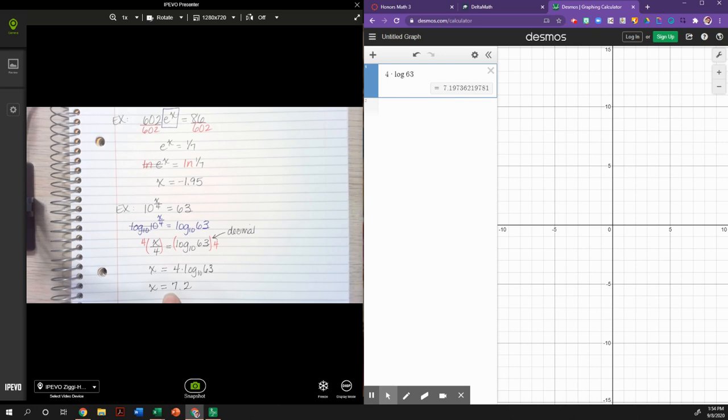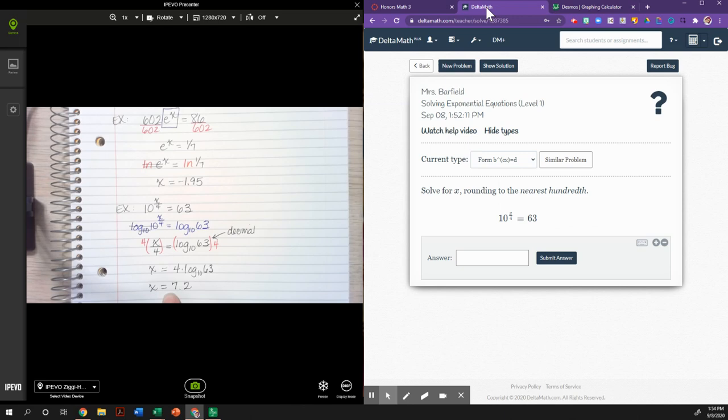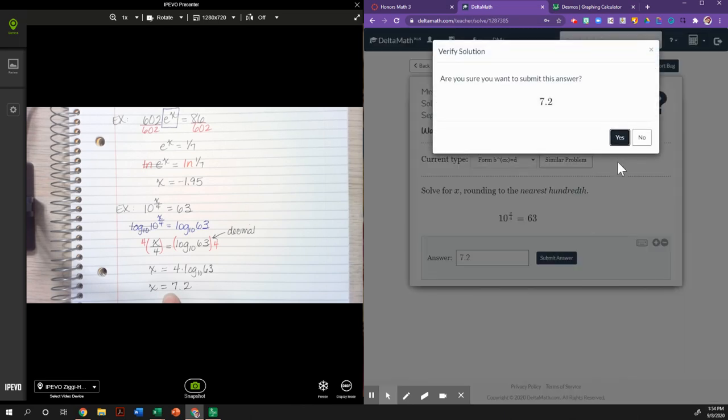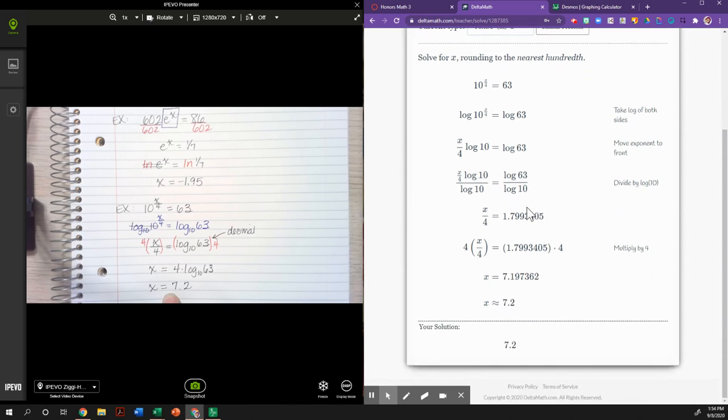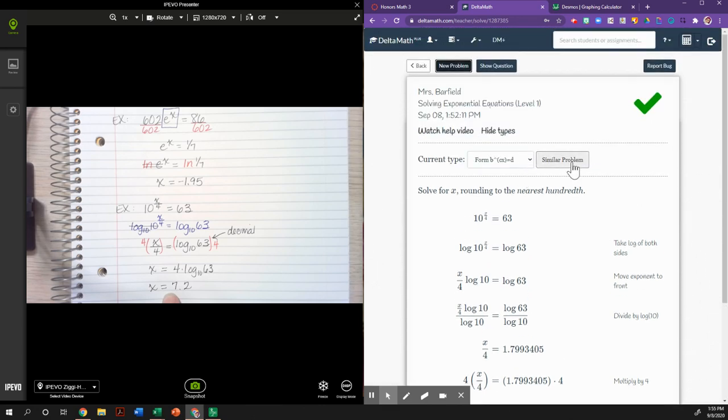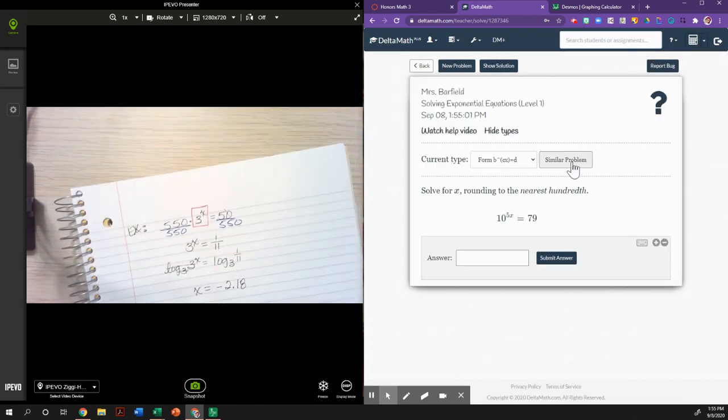So if I go back to Delta Math, submit my answer. Yes. Now you can see here in Delta Math, he switched it over. I don't do that. I want my problem to round at the very last step. That's a personal preference. Okay, let's try another one.